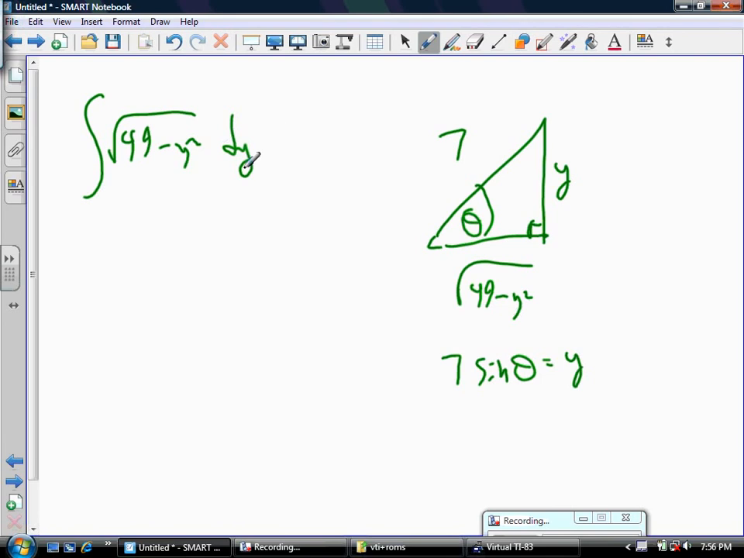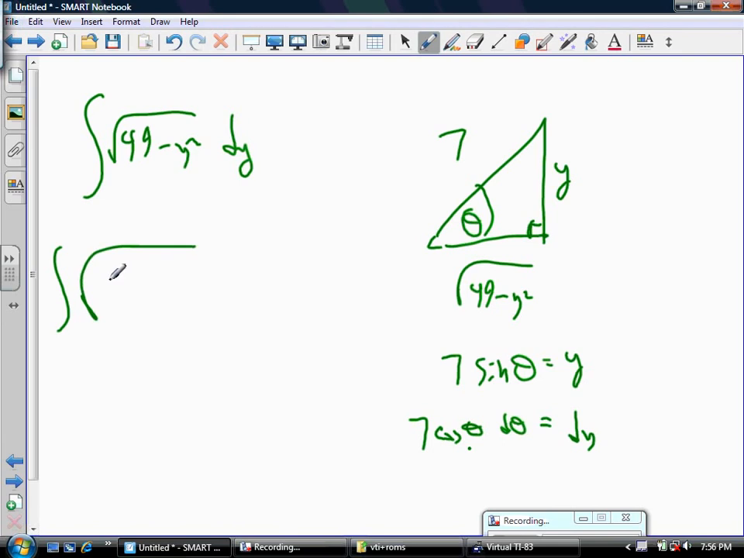Now the whole point of this is I need a dy. I got to replace y, but I need to replace dy too. So what's dy? Let me start you off: 7 cosine theta d theta. So wherever I see dy, I'm going to write that right there, and wherever I see y, I'm going to write that right there.